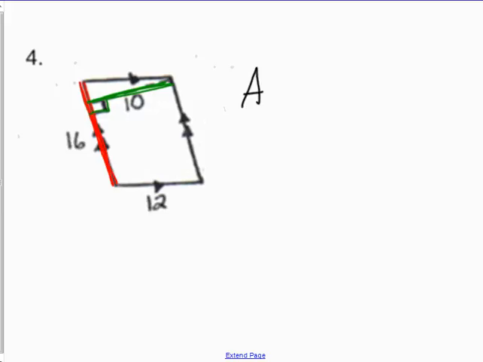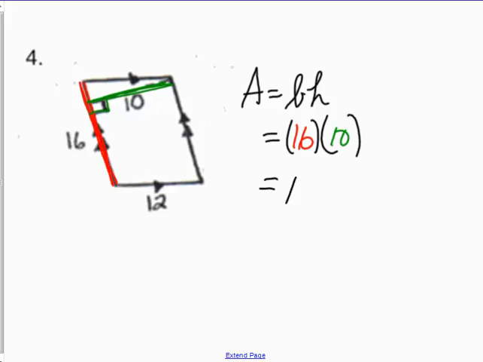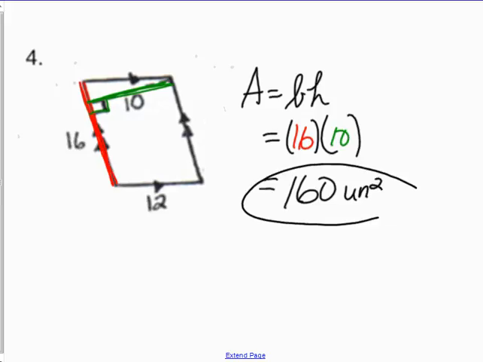So area equals base times height. The base is 16. The height is 10. So that equals 160. And we don't have any units, so I'm going to just say units squared. You have to have a unit.